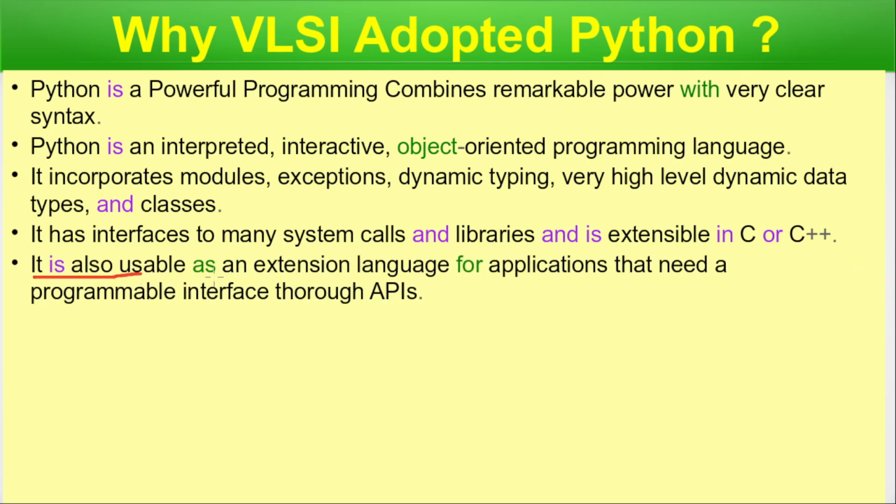It is also usable as an extension language for applications that need a programmable interface through APIs. You know that Tcl is used to create APIs. Those APIs are used in the tool shell. Similarly, Python is used nowadays for many of the VLSI tools and flows. And it has a large library so that APIs can be developed. And hence, the versatility and flexibility of Python is there.